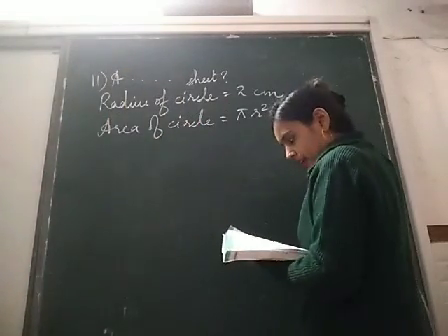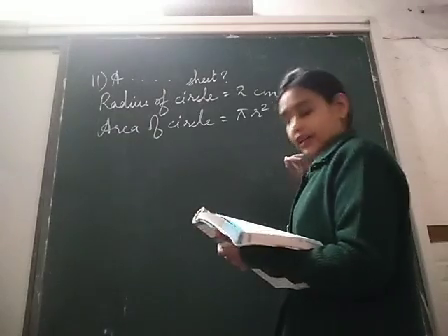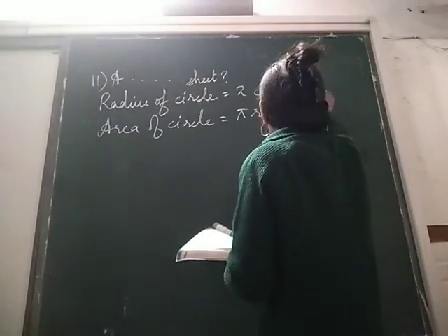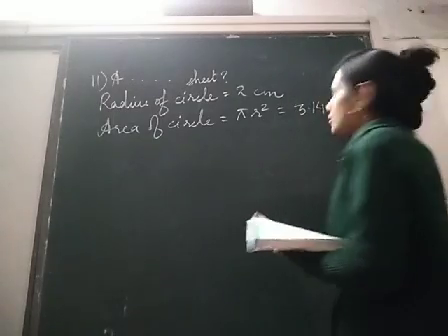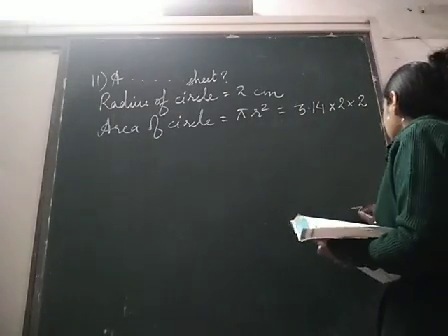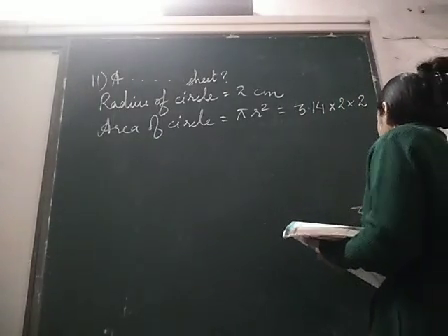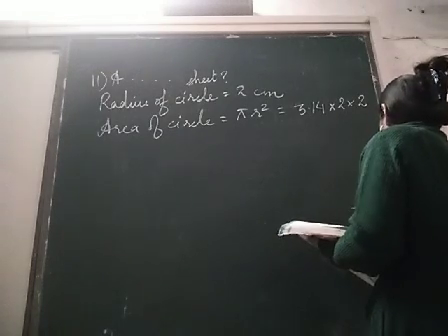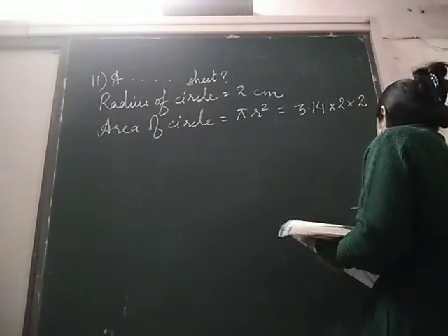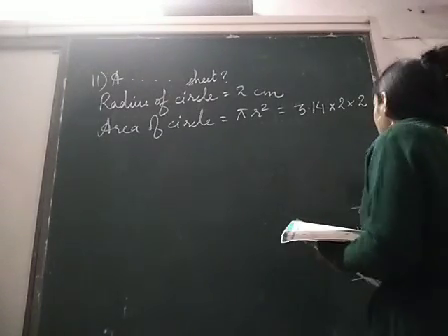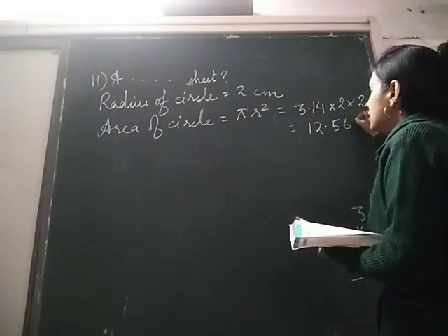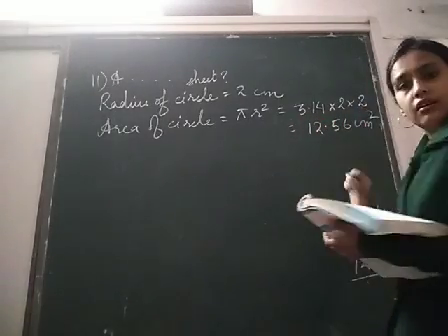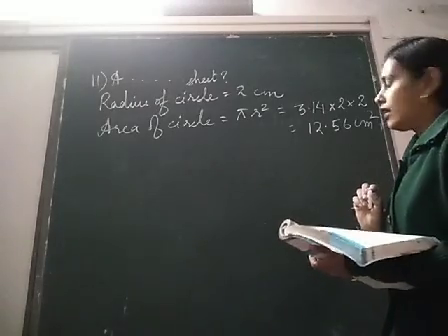Is it written take 3.14? Take pi as 3.14. So let's do that only. 3.14 into 2 into 2. 2 2s are 4. So I am multiplying 3.14 by 4. 4 4s are 16. 4 1s are 4, plus 1 is 5. 3 4s are 12. So answer is 12.56 centimeter square. This is the area of the circle.